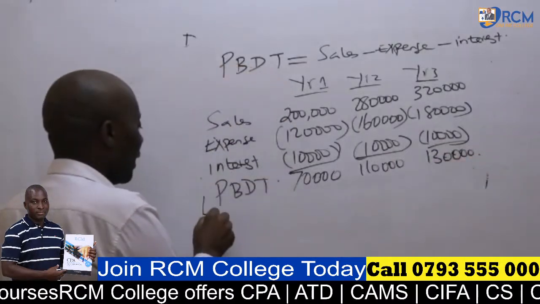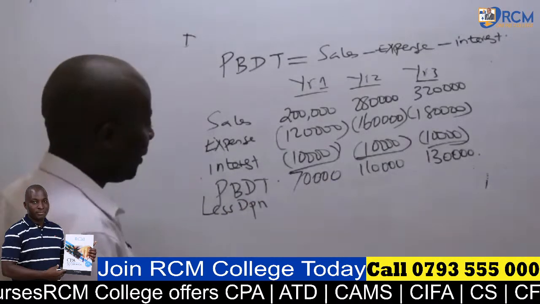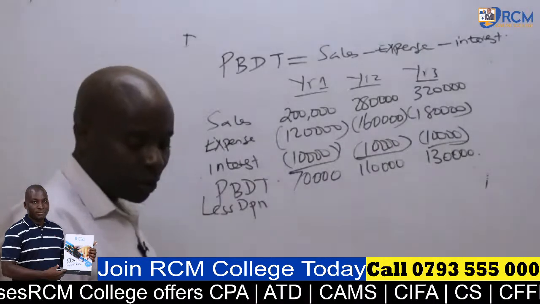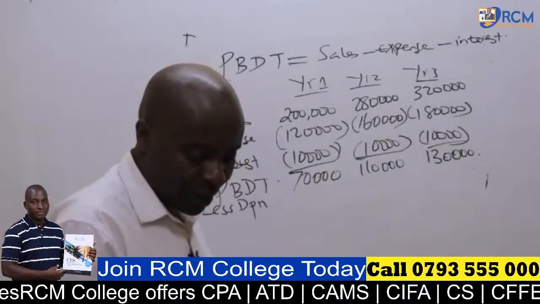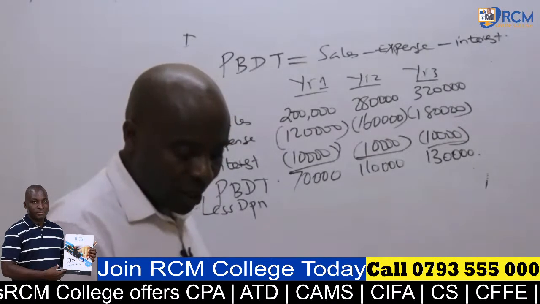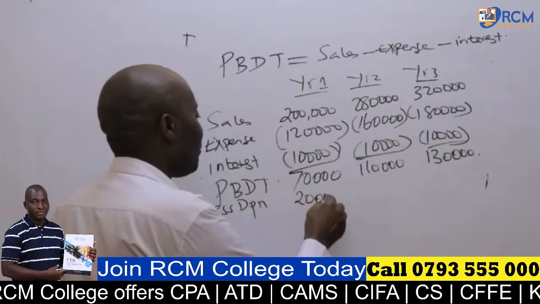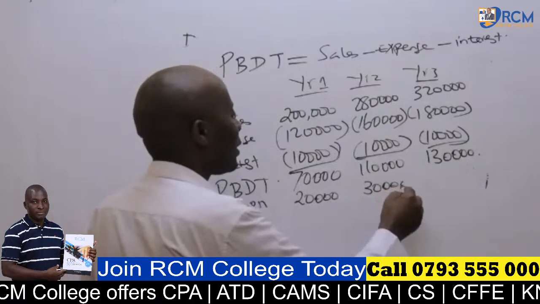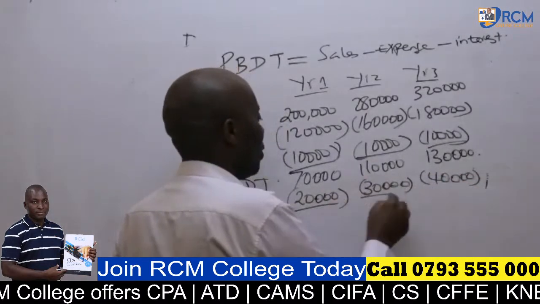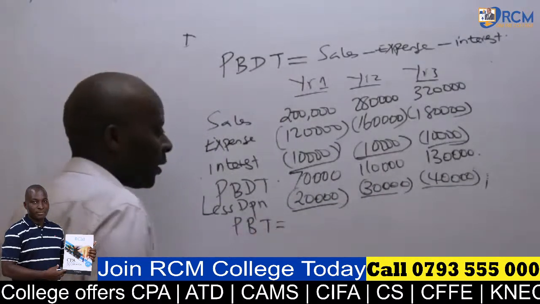So come here and less depreciation, very fast. Depreciation is our capital allowance. So what do we have here for depreciation? Capital allowance 20, 30, 40. So we have 20,000, 30,000, 40,000. You subtract like that, you will be able to give us the profit before taxation.